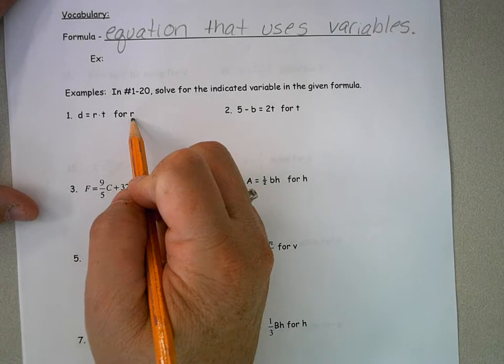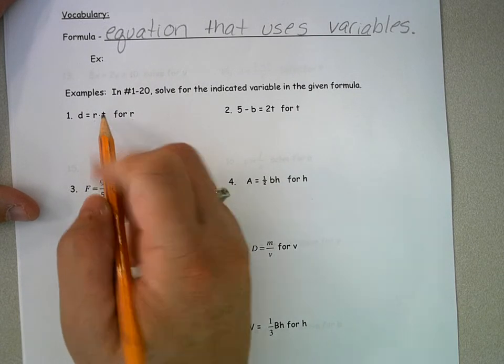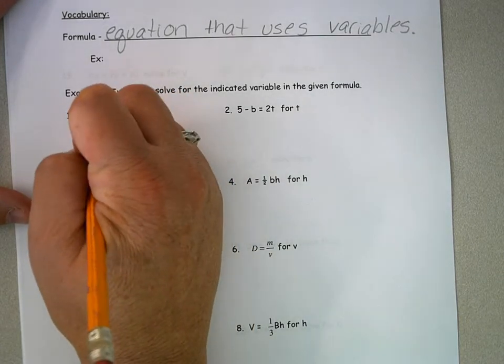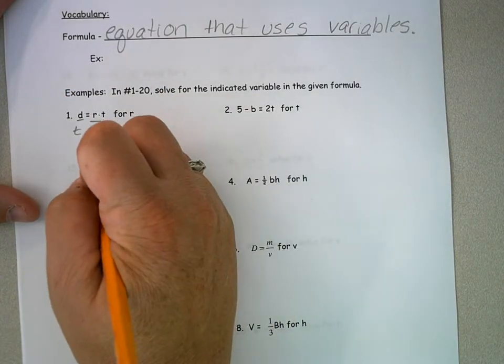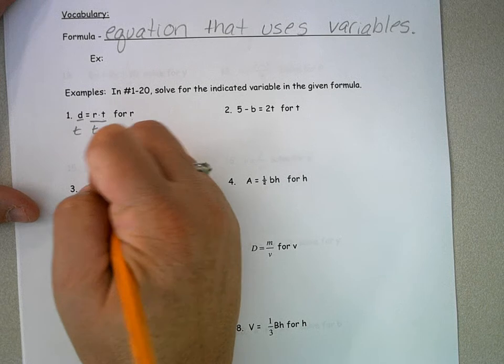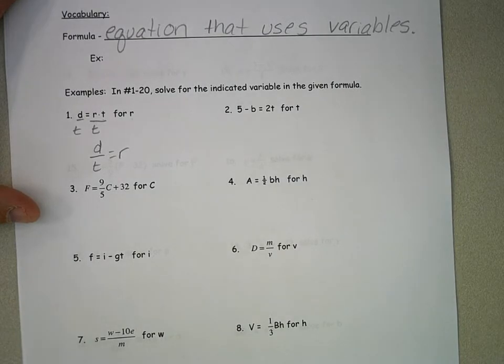Right here we're trying to solve for R, so we need to get rid of that T. That T is multiplied, so we divide both sides by T. And you end up with D over T equals R.